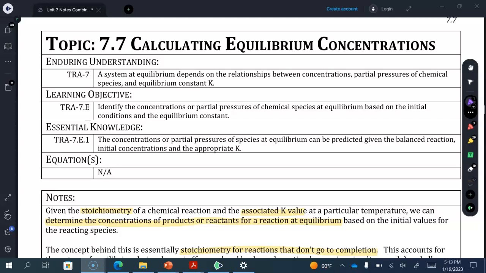Hello everyone, welcome to topic 7.7, calculating equilibrium concentrations. By the end of this, you should be able to identify the concentrations or partial pressures of chemical species at equilibrium based on the initial conditions and equilibrium constant.